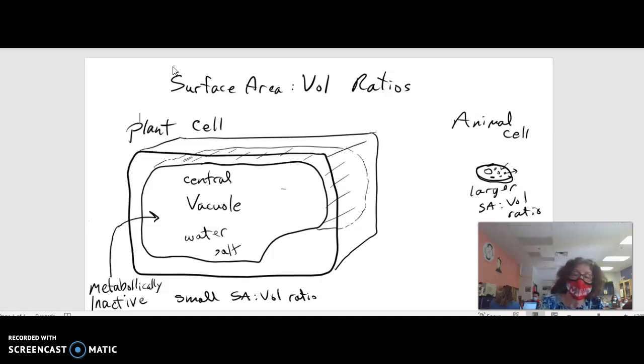So nothing in here is in need of food. It's not eating. It's not doing any chemical reactions in there. It's not doing respiration. It's not digesting. It's not creating any waste.